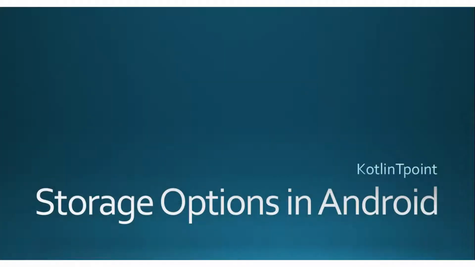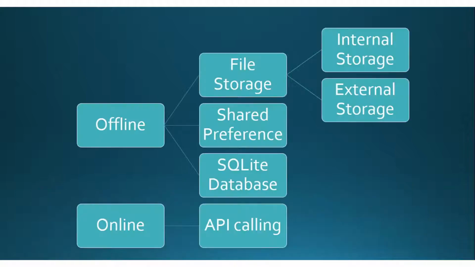In this video we are going to discuss storage options in Android. We have two main storage options in Android application development. The first one is offline and the second one is online. In offline storage we have three different options: file storage, shared preference, and SQLite database. As per our need, we can choose any of these three options for offline storage.